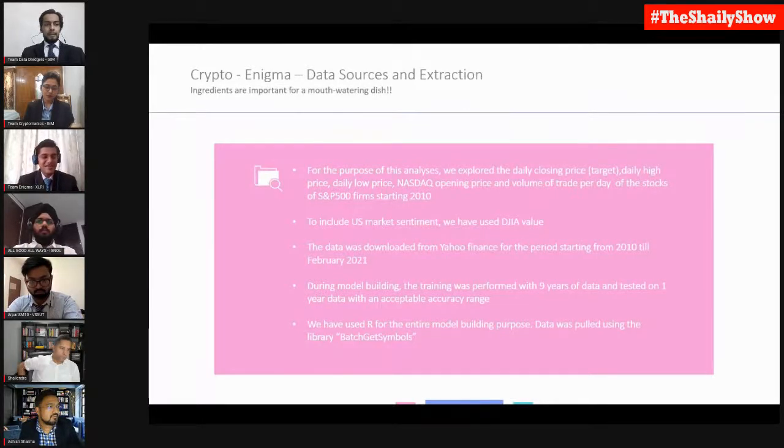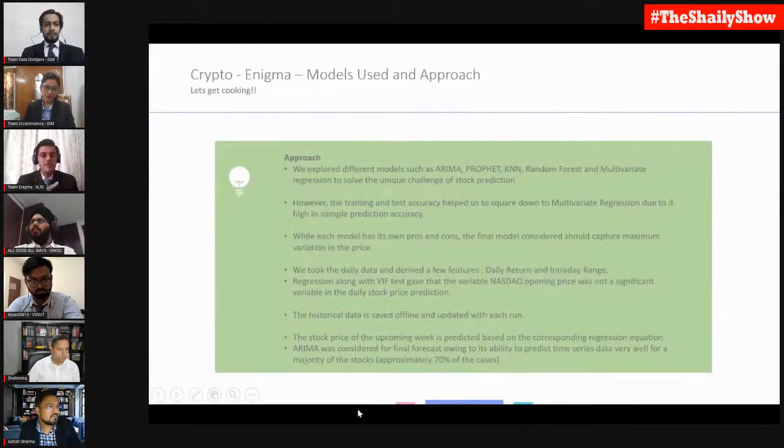Moving onwards, the model consideration. This was the really exciting part. We dabbled with a lot of models to find out which could be the most accurate. We used models such as ARIMA, Prophet, KNN, Random Forest, and eventually we drilled down to multivariate regression as the best model that we could use for our predictions.